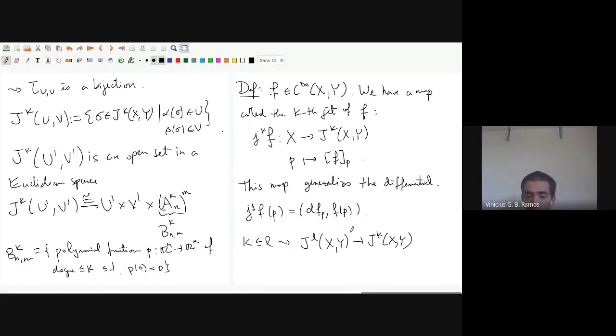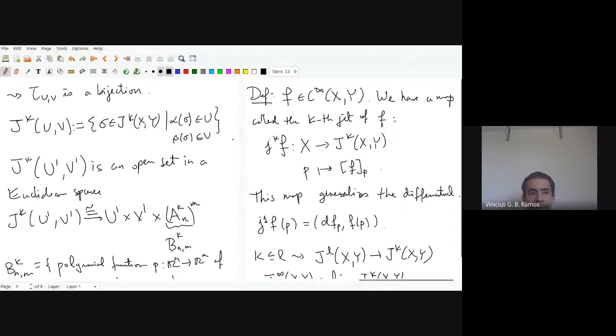Well, let me just write it like this. So in some way, the space that you're suggesting, this infinite jet space, is what's called the inverse limit of J^k(X,Y) using these maps. This is an idea in set theory.